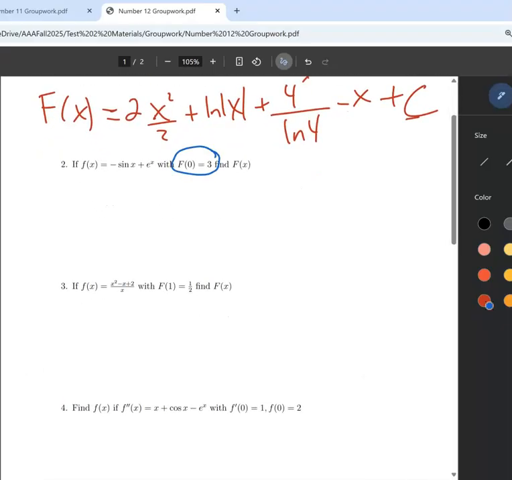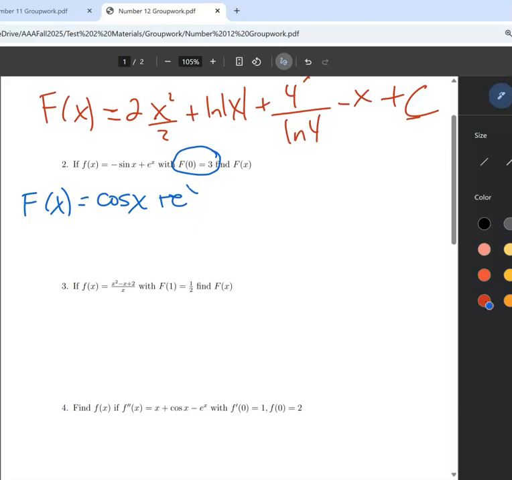This one, they're giving us information to find c. So let's start with the antiderivative. So antiderivative of negative sine, think in terms of derivatives. You know derivatives. Derivative of cosine is negative sine. Derivative of e to the x is e to the x. And then I put the c here.